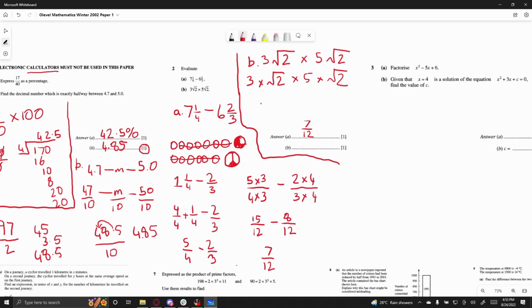Once we've written these out in this way, we can multiply the numbers that we know how to multiply pretty easily. So we multiply 3 by 5, which gives us 15. And we multiply the square root of 2 by the square root of 2, which gives us 2. And now we can simply get our answer, which is 15 multiplied by 2, which is 30.